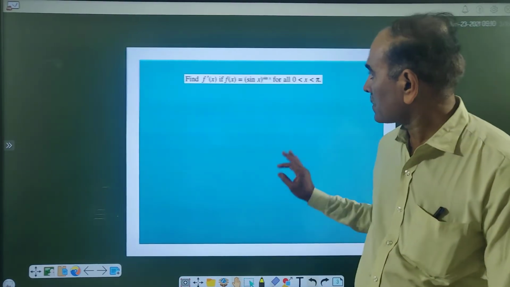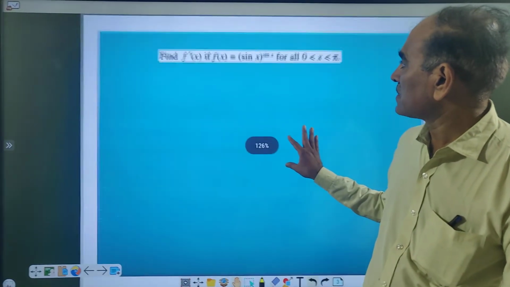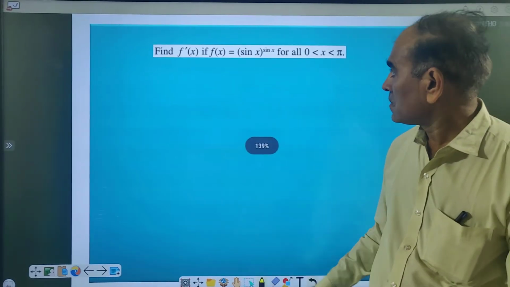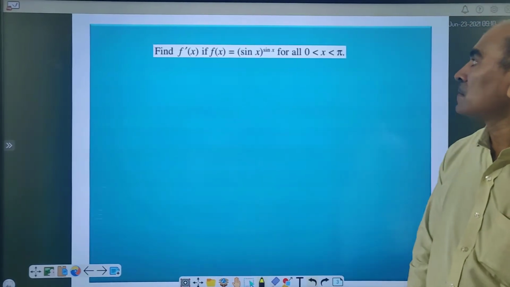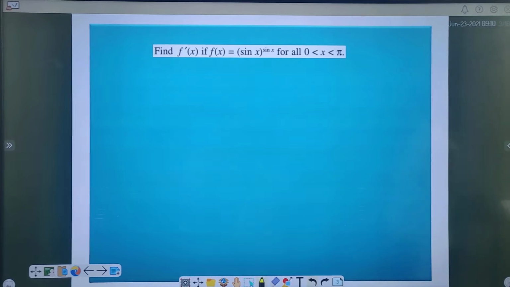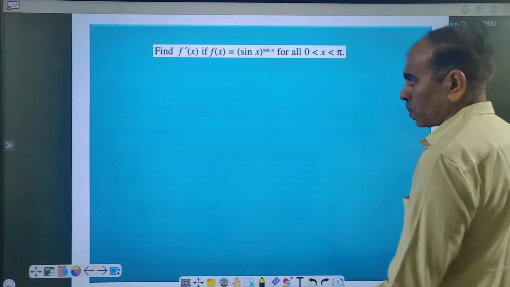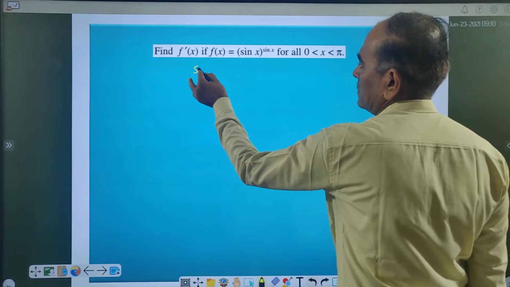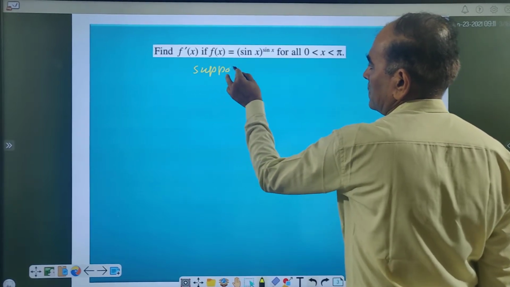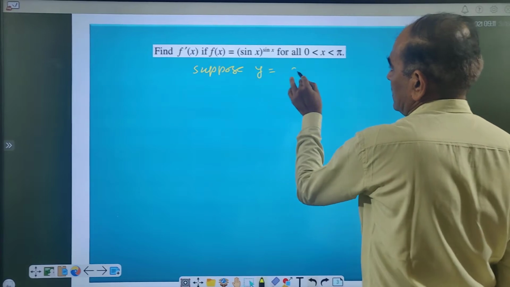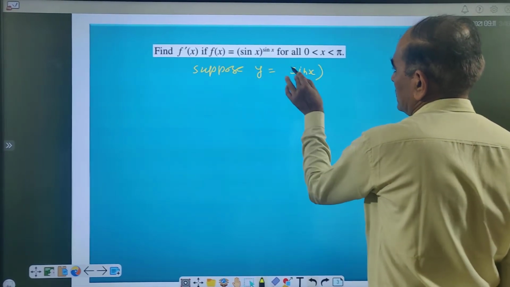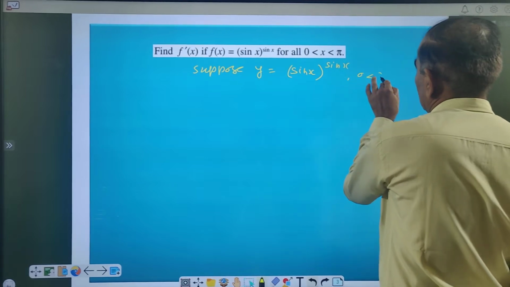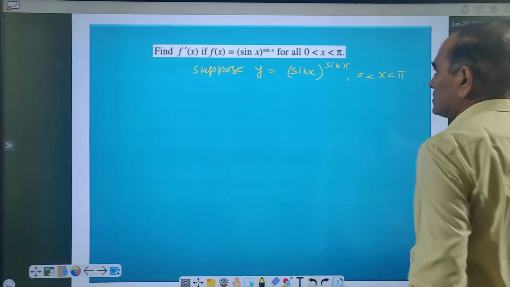Here, find f dash x if y is equal to sin x raised to sin x for all 0 less than x less than 1. Suppose y is equal to sin x raised to sin x where 0 less than x less than 1.